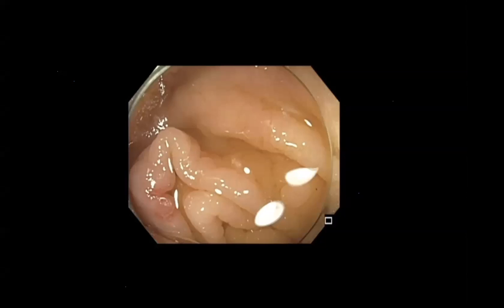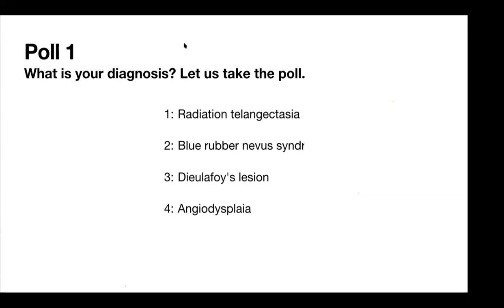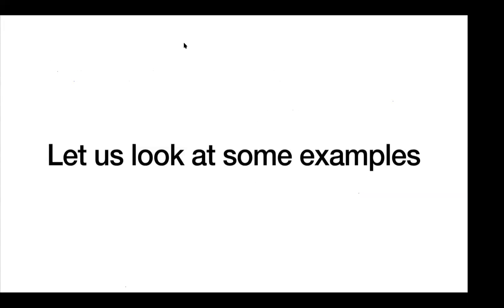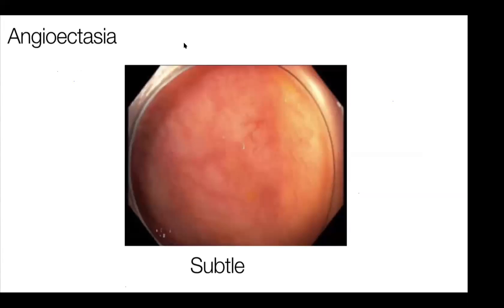So whenever you see an AVM, is it flat? Completely flat, or is there some mass underneath it? Something to keep in mind. Okay, so let us look at some examples for the sake of our understanding.